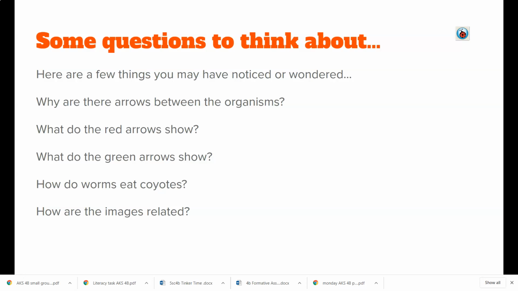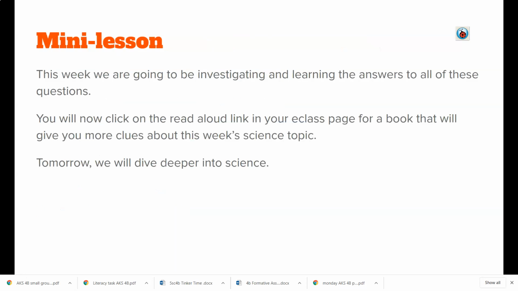How do worms eat coyotes? Worms eat coyotes. That sounds kind of weird, but it's true. I want you to think if you can figure out how that might happen. P.S. It's kind of gross. Okay, and finally, how are all of the images related? Why are they together the way they're together?